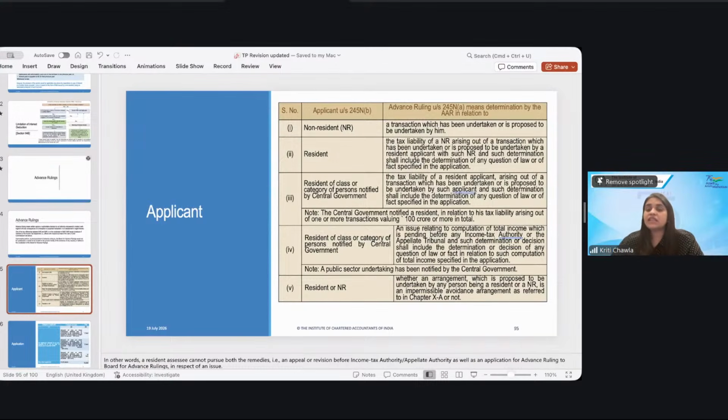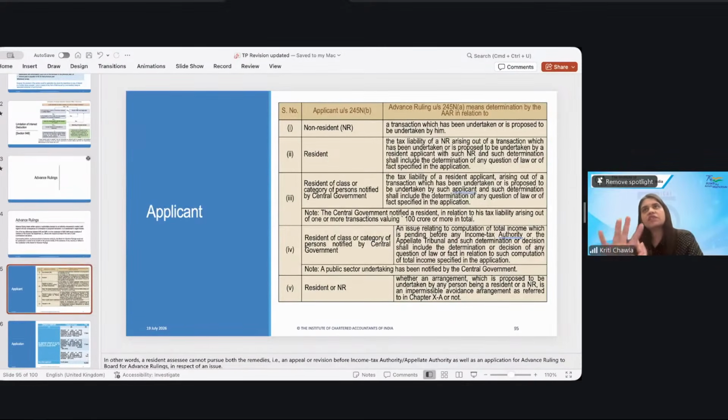Then it can be a resident, an issue relating to the computation of total income, which is pending before the income tax authority or appellate tribunal. A public sector undertaking, it has been notified by the central government. Or it could be a resident or non-resident in relation to an arrangement which is proposed to be undertaken by a person, being a resident or non-resident, that is an impermissible avoidance agreement as referred to in Chapter 10A.